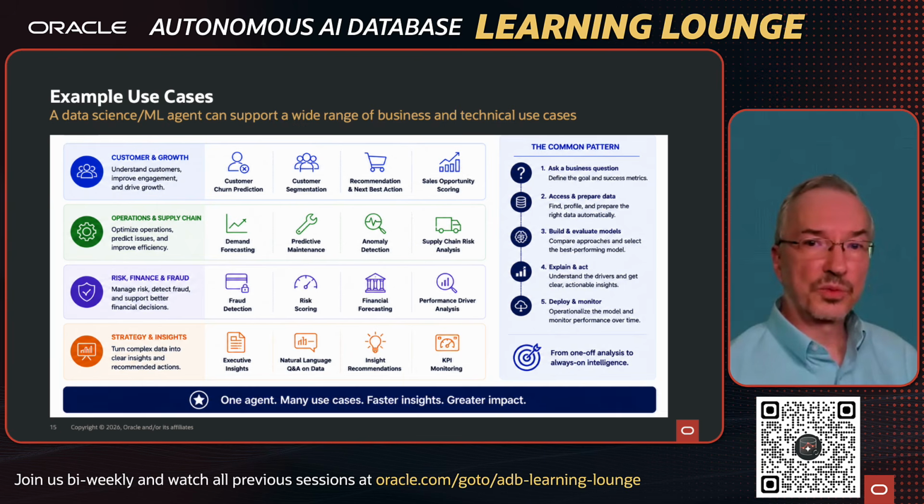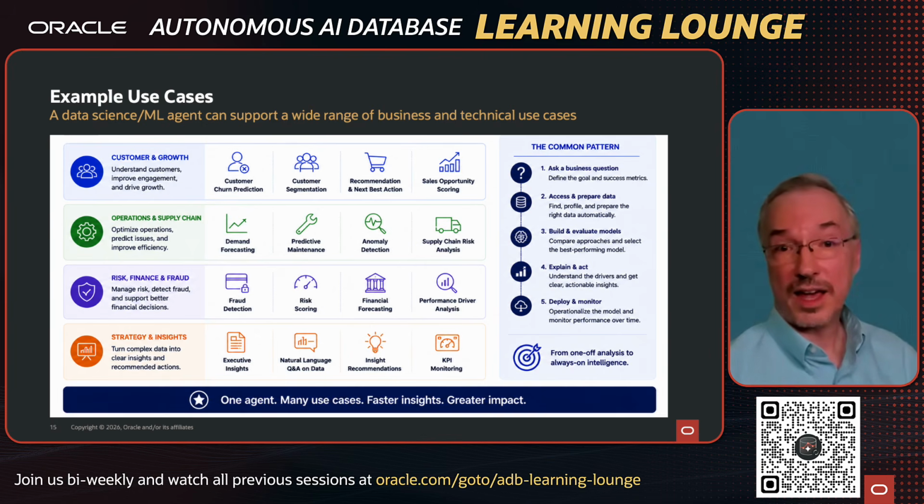Now that we've discussed the role of a data science agent, let's look at a few examples of where that capability might be applied. In customer and growth scenarios, agents can support use cases like churn prediction, customer segmentation, recommendation models, next best action analysis, and sales opportunity scoring. And these help teams better understand customers, improve customer engagement, and prioritize where to act.